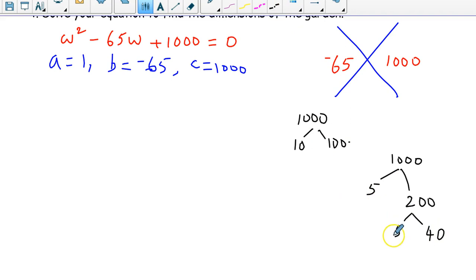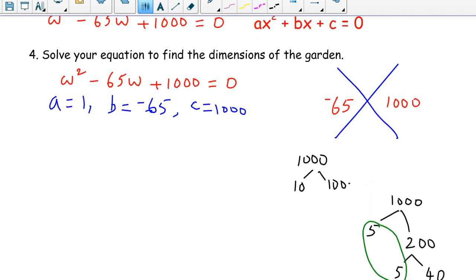Let us see this now. 5 times 5 is 25, right? So 25 times 40 is equal to 1000. That's what you have here. And add those two numbers. 25 plus 40 is 65. And you can easily make it negative 65 if you take negative 25 and negative 40.